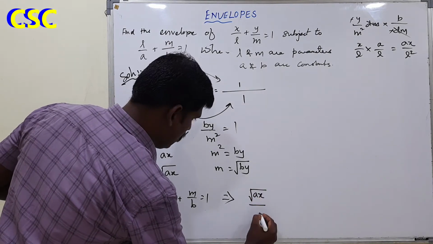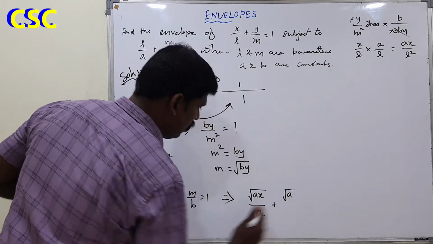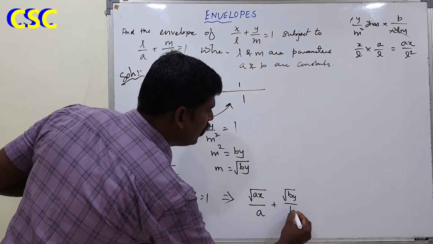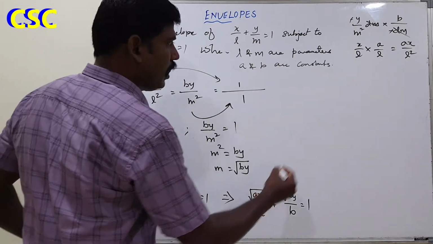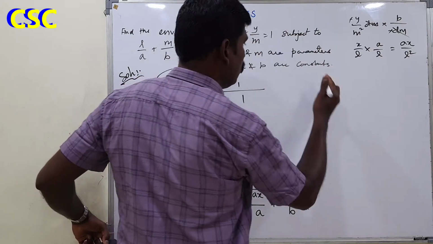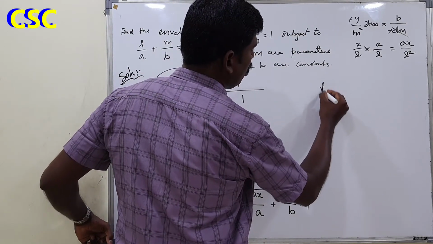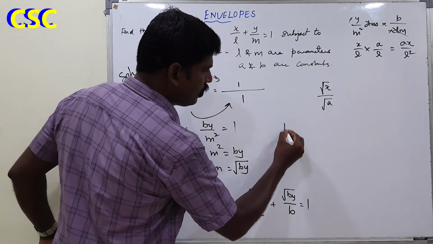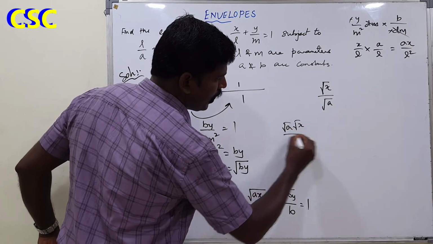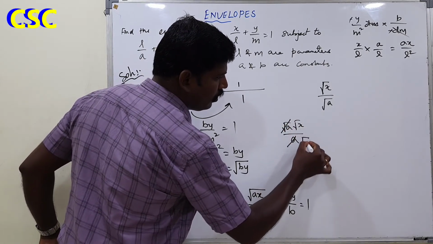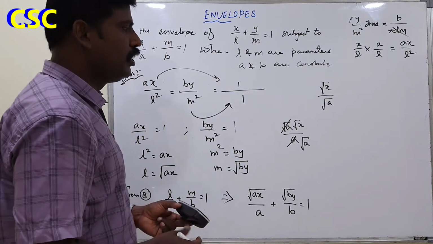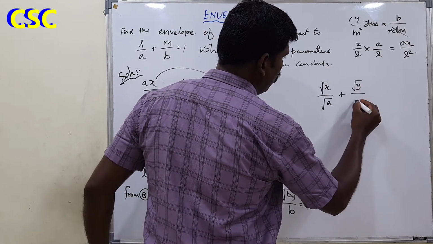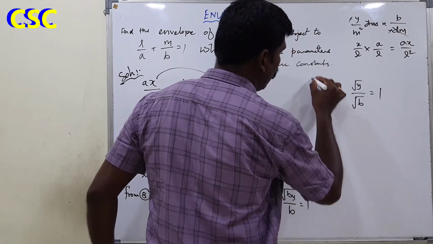Root x by root a plus root y by root b equals 1, isn't it? What is the value of m? Root b by b equal to 1. So can we divide it by root a, right? So root x by root a, isn't it? So this can be written as root a into root x by a. We can cancel this root a with a, remaining will be root a in the denominator. So I write it here, right? Same like that, plus root y by root b equal to 1.